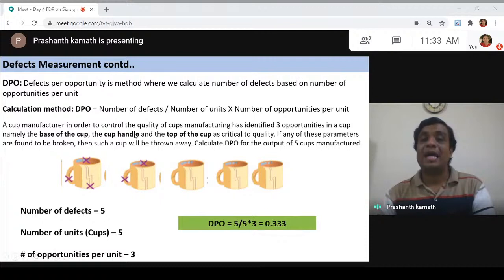If let us say there was no defects at all, the cups were fine, the numerator would be 0, 0 by 15. That is a best case scenario for a business where it indicates that the process is working absolutely fine. No defects are coming out of it at all. Everything is working as per our wish. It would appear like a dream, but in reality, we don't live in such a perfect world. There will be defects here and there.